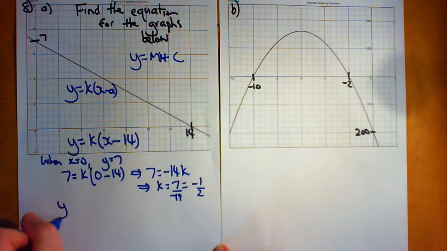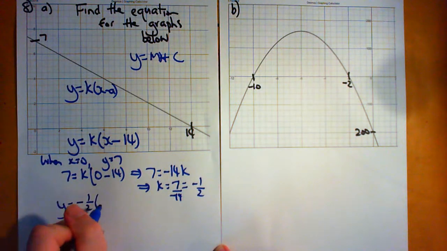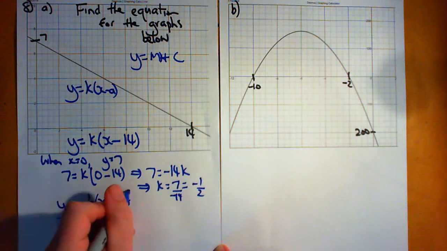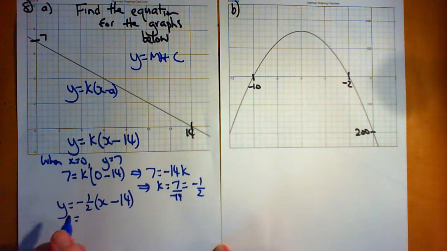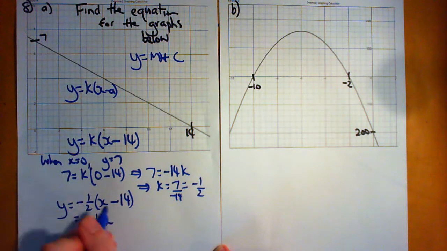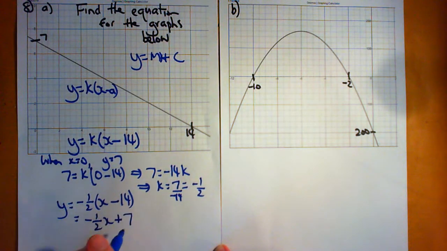So this has the equation y equals negative 1/2 times x minus 14. And if we multiply that negative 1/2 into the bracket we get minus 1/2 x. Minus times minus gives us a plus. Half times 14 is 7. So that's now in y equals mx plus c form.